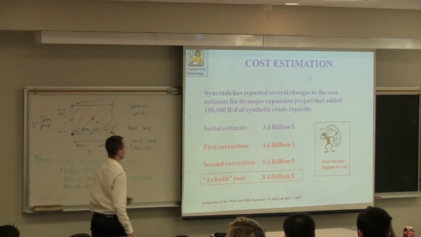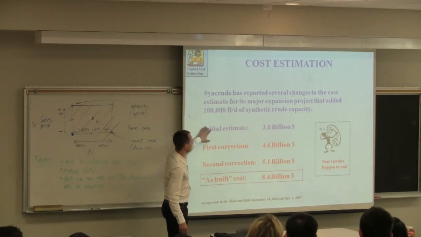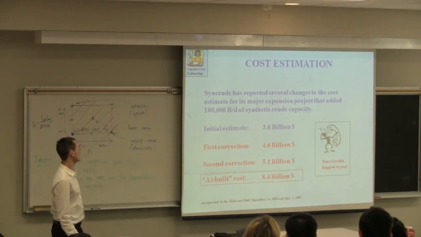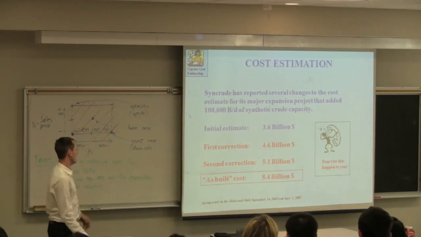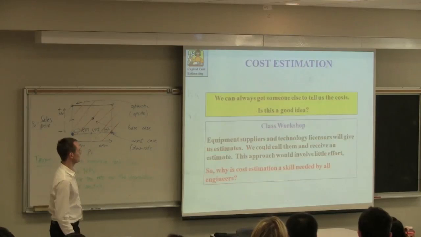Especially considering that they should have had a finalized design. So I would have understood a $3.6 to $4.6 billion change, but going from 3.6 to 8.4, unless the scope changed radically, that would be a substantial error in terms of the price.